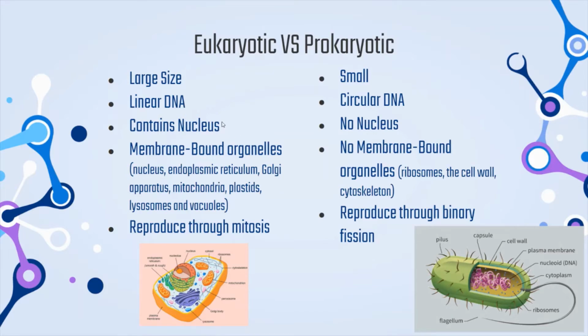And the major difference between them is a eukaryotic cell will have membrane-bound organelles, which is why you have things like animals and plants, and fungi having things like the nucleus, an endoplasmic reticulum, a Golgi apparatus, mitochondria, plastids, lysosomes, and vacuoles, and we'll go over those later. And in prokaryotic cells, there's no membrane-bound organelles, which means it will only have things such as ribosomes, cell walls, and a cytoskeleton. And a eukaryotic cell will usually reproduce through mitosis, whereas a prokaryotic cell will reproduce through binary fission, such as bacteria and archaebacteria.